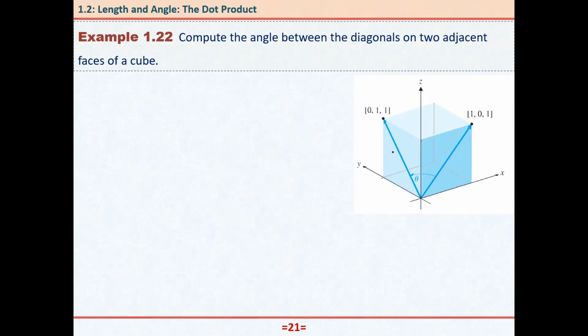So let me just write here, this vector, let's say it is vector u, and this vector, that's vector v. And then what are the components of vector u?